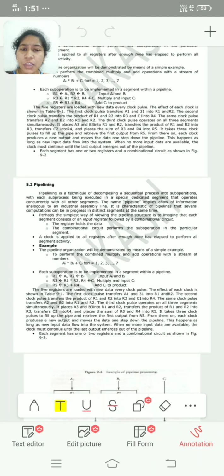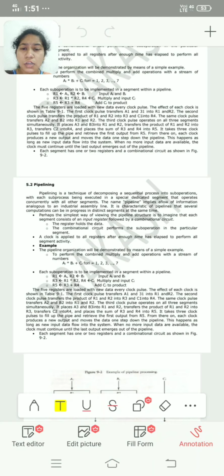The effect of each clock is shown in the table. The first clock pulse transfers A1 and B1 into R1 and R2. The second clock pulse transfers the product of R1 and R2 into R3 and C1 into R4. The same clock pulse transfers A2 and B2 to R1 and R2. The third clock pulse operates on all three segments. It places A3 and B3 in R1 and R2, transfers the product of R1 and R2 into R3, transfers C2 into R4, and places the sum of R3 and R4 into R5.